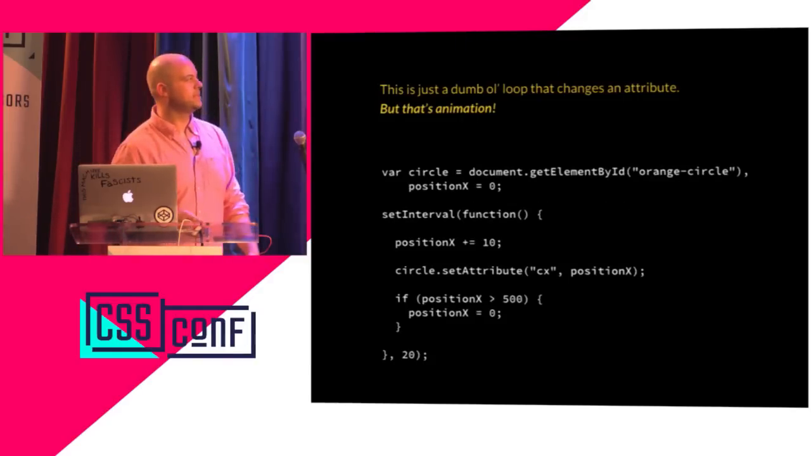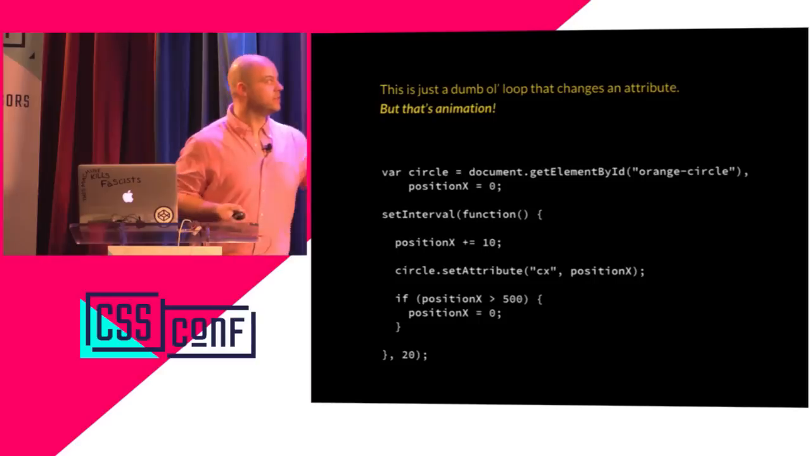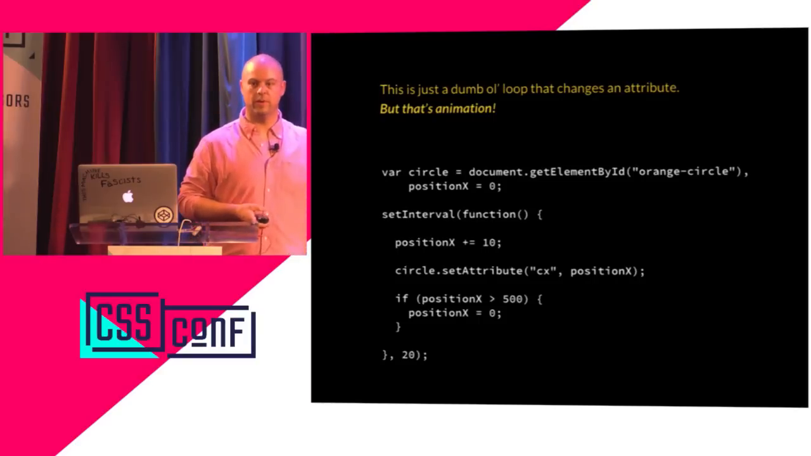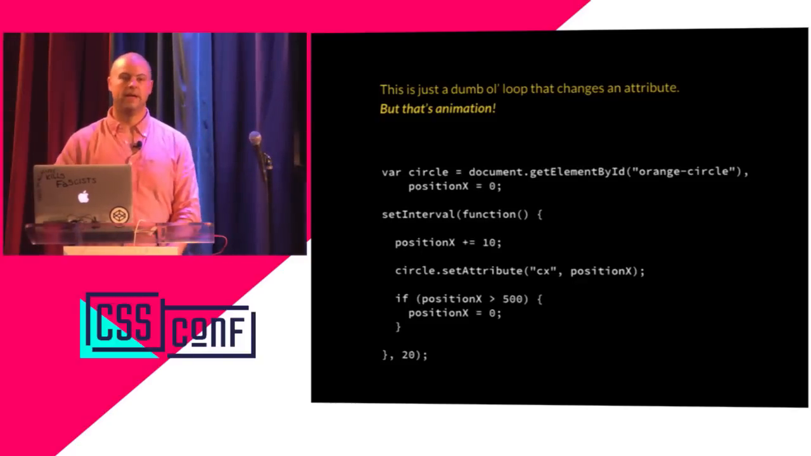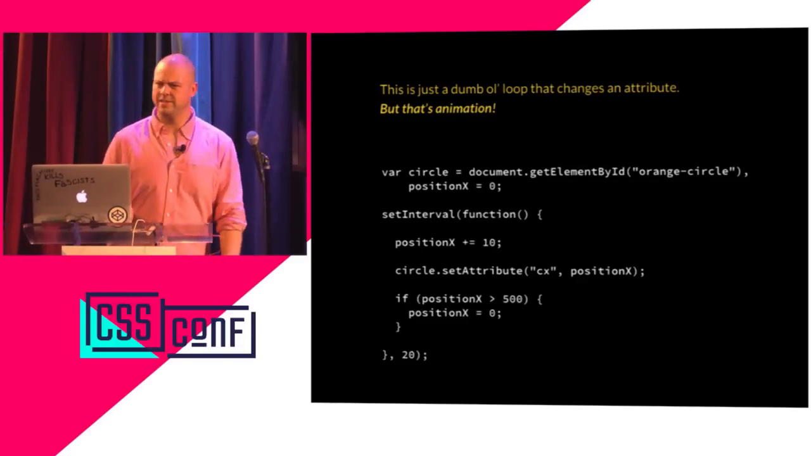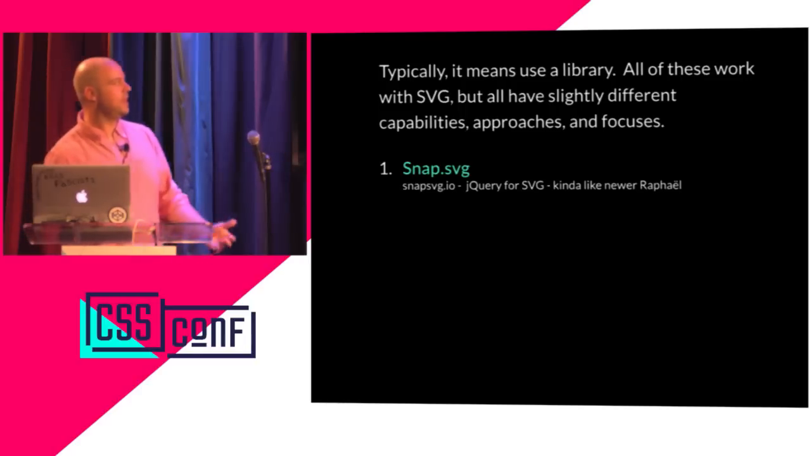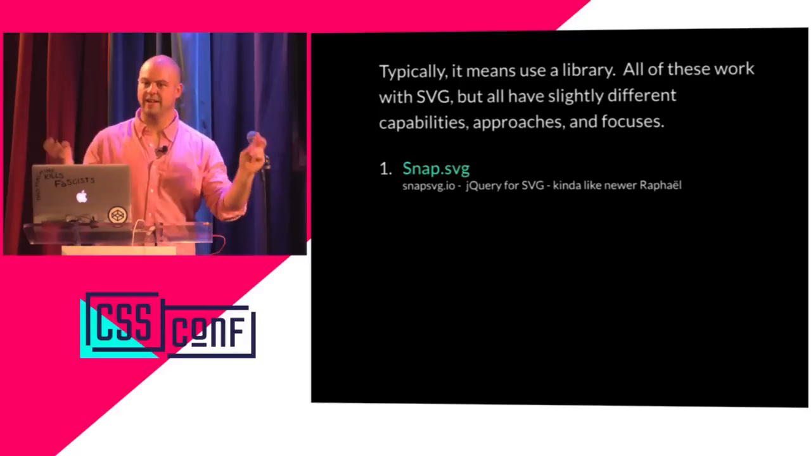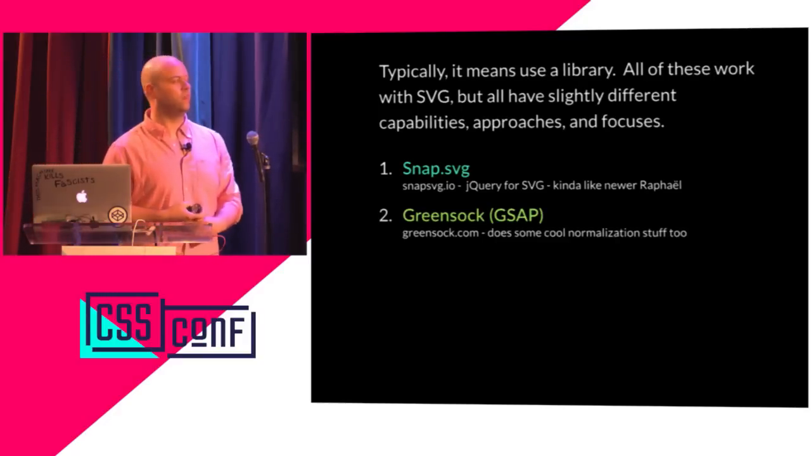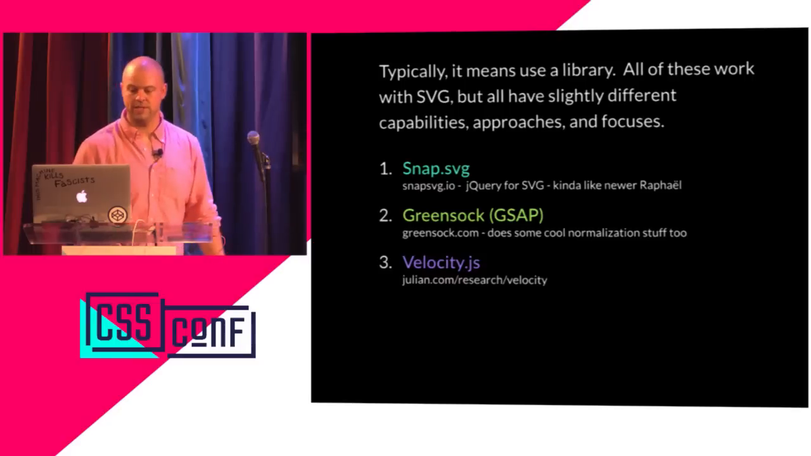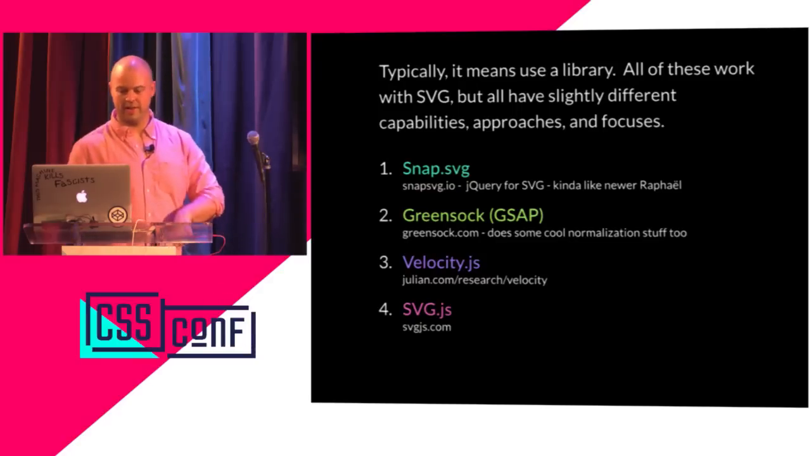JavaScript, of course, can animate stuff. I'm not going to dwell on this, but JavaScript can do anything, right? So here's just a really simple loop where we move the position of a circle by 10 every 20 milliseconds. That's not how you would do it these days. It'd be requestAnimationFrame and stuff, but more likely you'd use a library like Snap SVG. It's kind of like jQuery for SVG. It's really nice syntax. GreenSock is really powerful for animating anything, and it does a great job with SVG. I think we're going to hear from Sarah a little later on that, at 4 o'clock, I think.